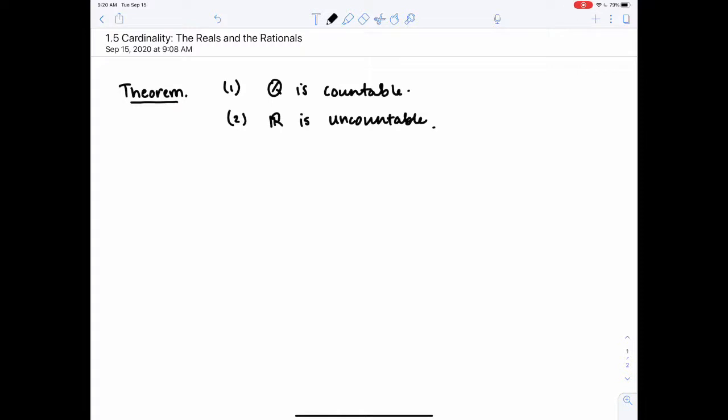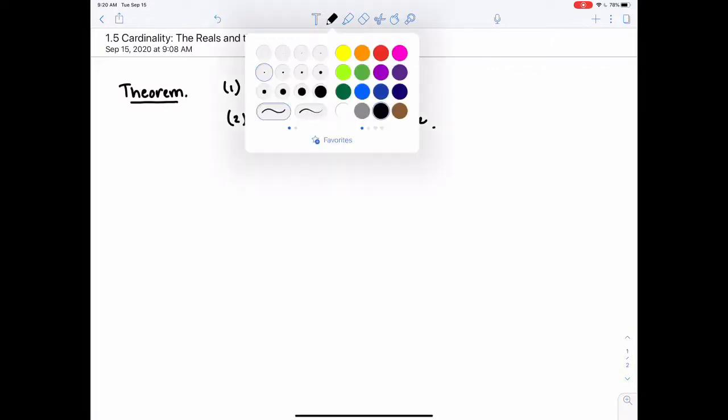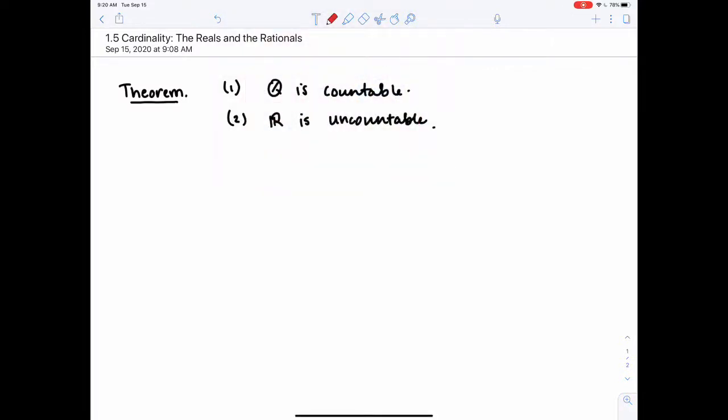The first is that Q is a countable set, so the rationals are countable, and the second is that the reals are uncountable. So to prove the rationals are countable, there's going to be a key here to how we approach this. So to show one, here's the key.